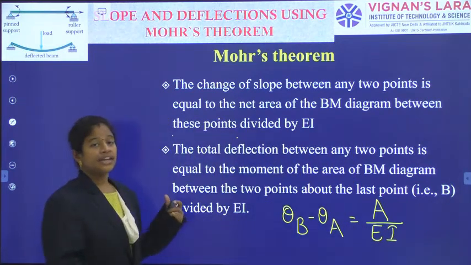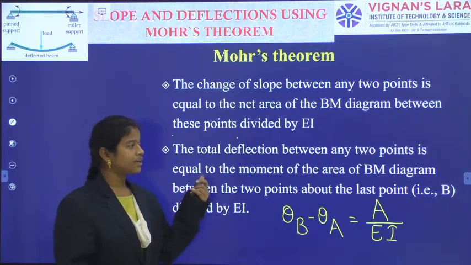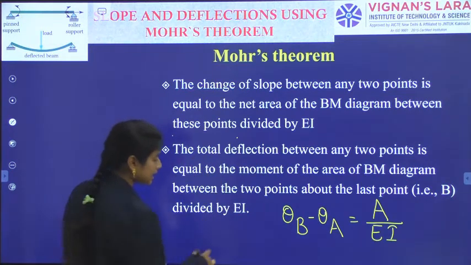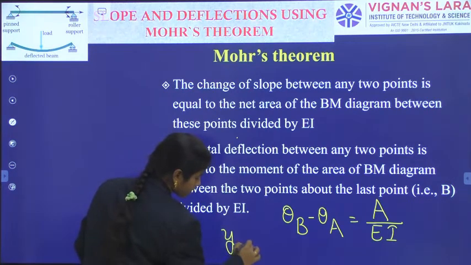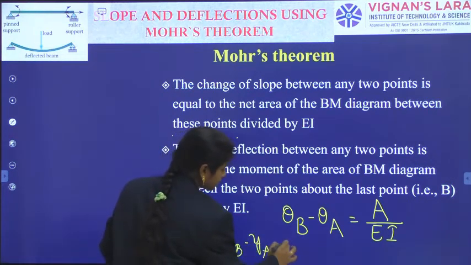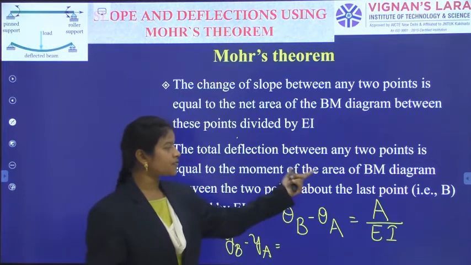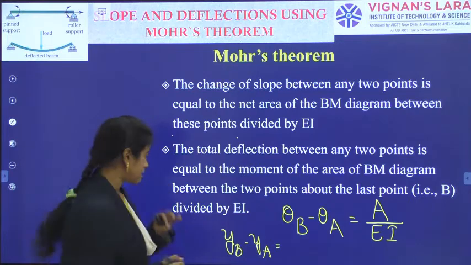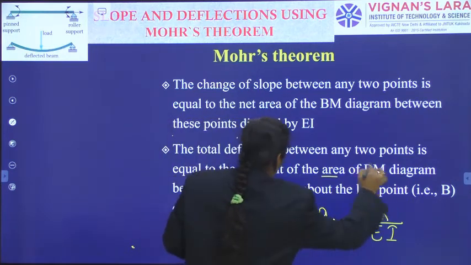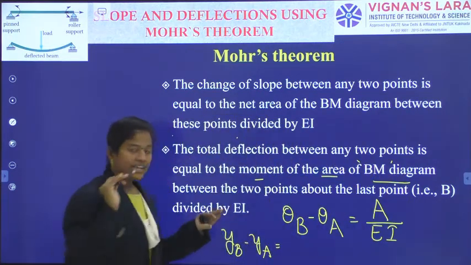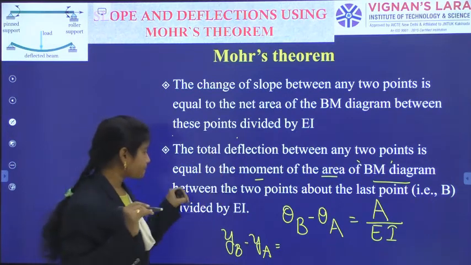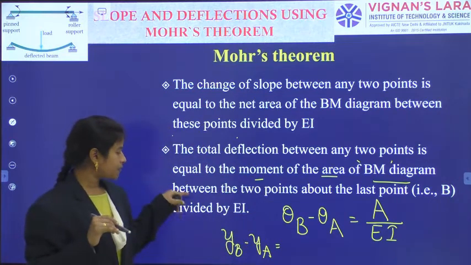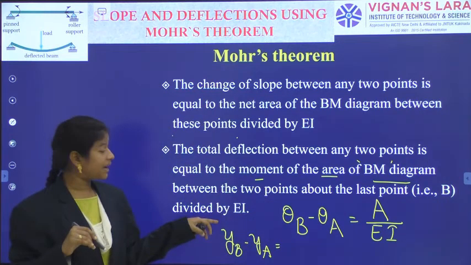Yes, and the next thing is the total deflection between any 2 points is equal to the moment of area. Area moment means A into y bar or A into x bar, like that. So the moment of area of the bending moment diagram between the 2 points about the last point B, divided by EI.